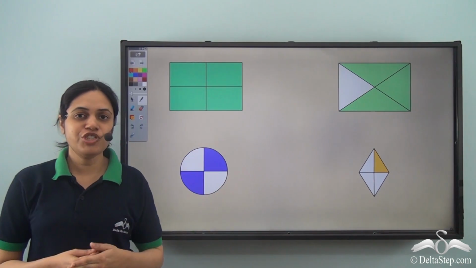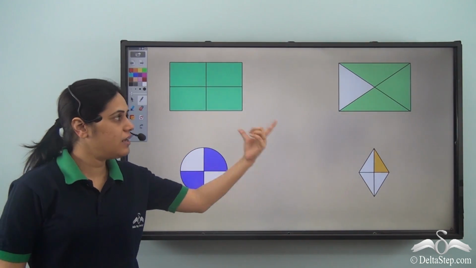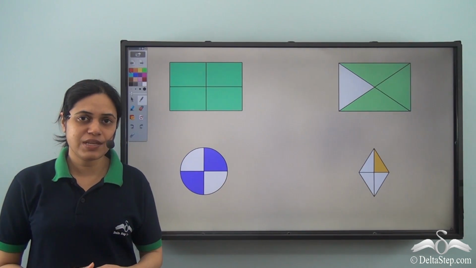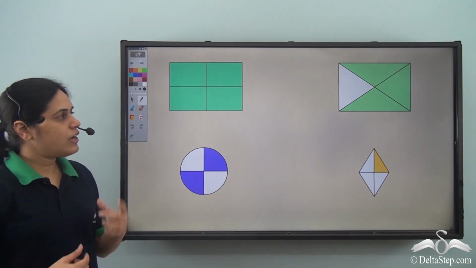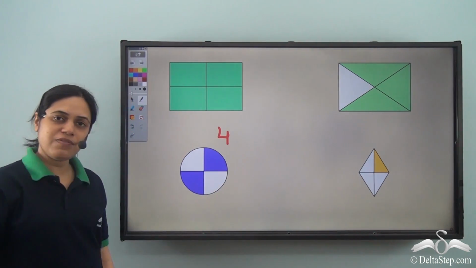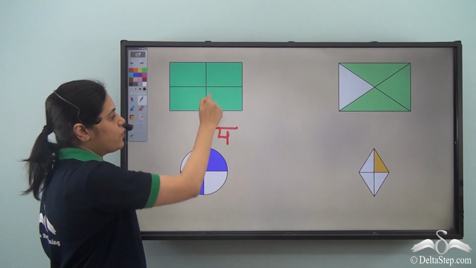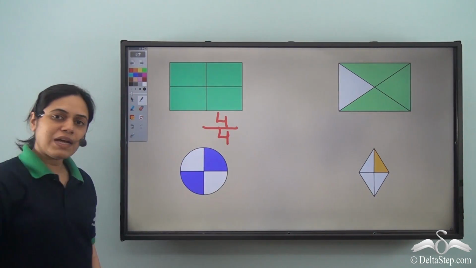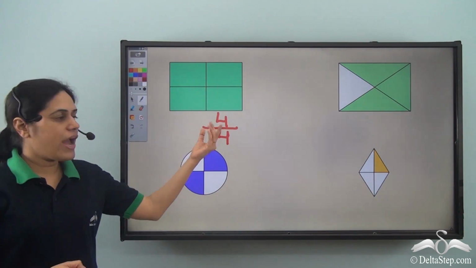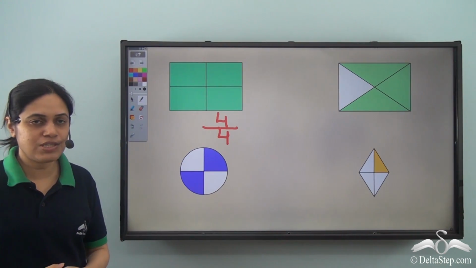We have different shapes here. Now, if I tell you to represent the colored portions using fractions, how will you represent them? If I look at the first one, it has been divided into 4 equal parts, and out of these 4 equal parts, 4 parts are colored. So all 4 parts are colored. So, I can represent it as 4 by 4 using fractions.